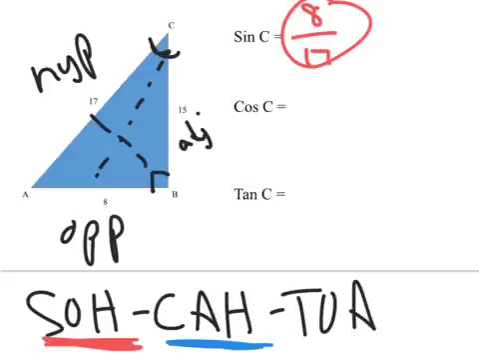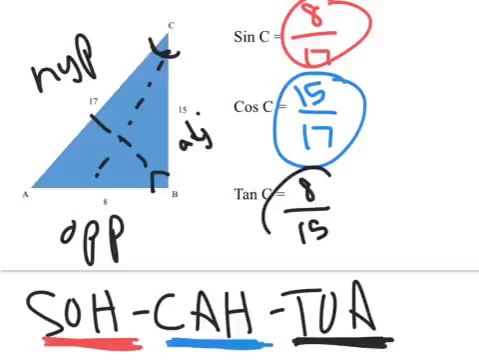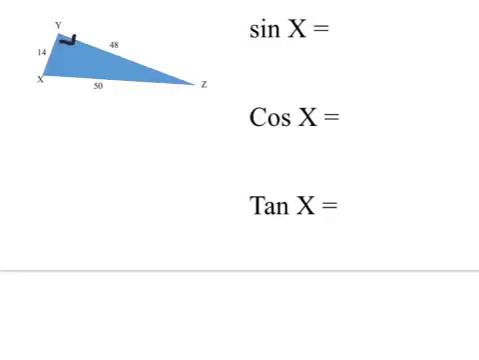Cosine is the ratio of the adjacent over the hypotenuse. So the adjacent side of angle C is 15, over the hypotenuse length of 17. That doesn't reduce, so the cosine of C is 15 over 17. And tangent would be opposite over adjacent. So for the tangent of C, the opposite side is 8. The adjacent side has a length of 15. That doesn't reduce. So the tangent of C is 8/15.